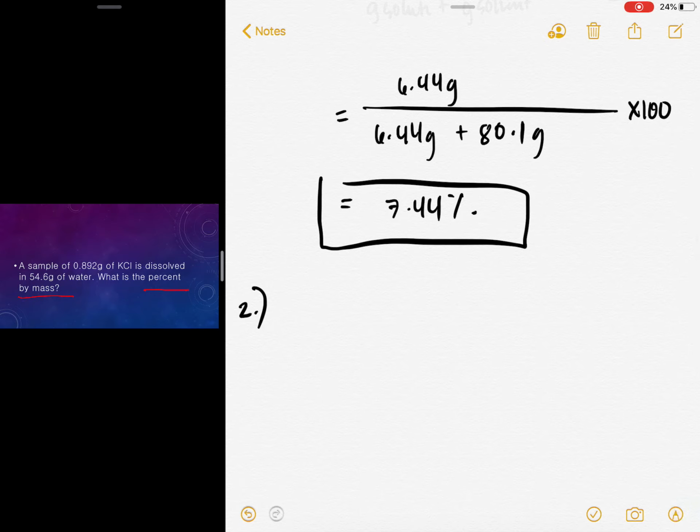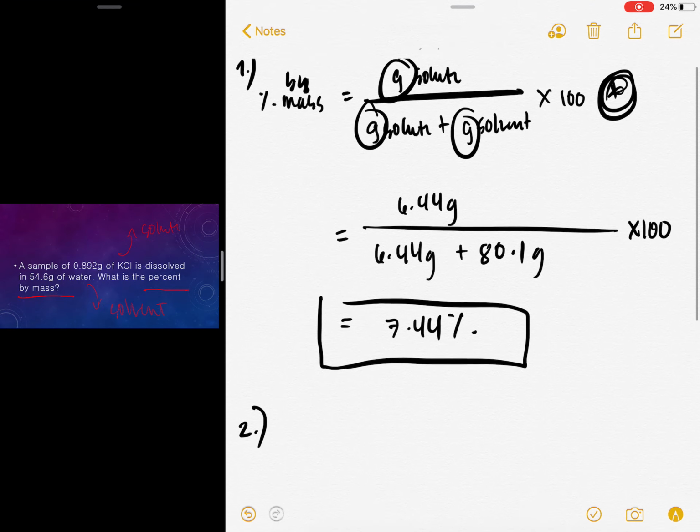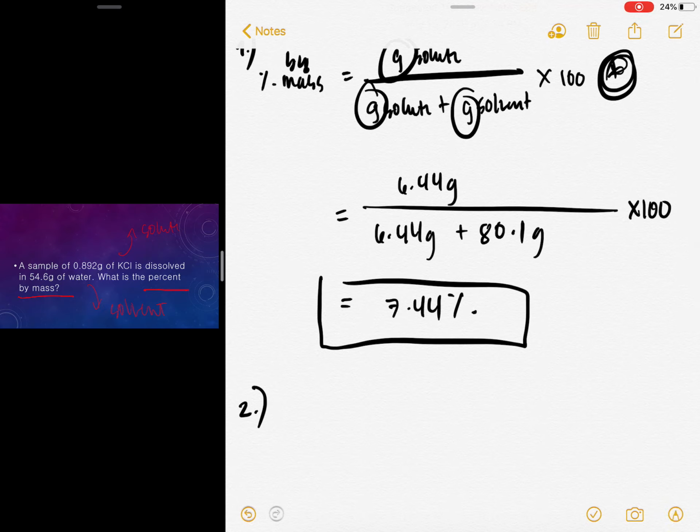Okay, the next step is identify who is your solute and who is your solvent. Your solute, the smallest, is potassium chloride. And your solvent, yung mas malaki ang value, ay si water. Very easy. Do you need to convert anything? Hindi na. Kasi sa formula naka-indicate grams. Naka-grams na yung mga values natin. There's no need to convert. Now, this is simply direct substitution na lang.